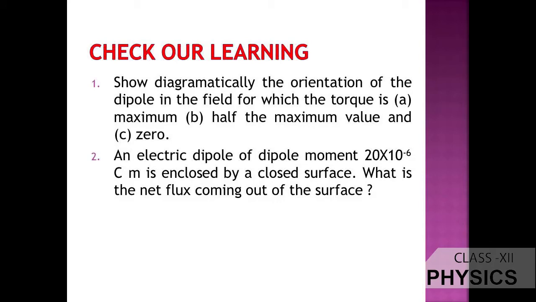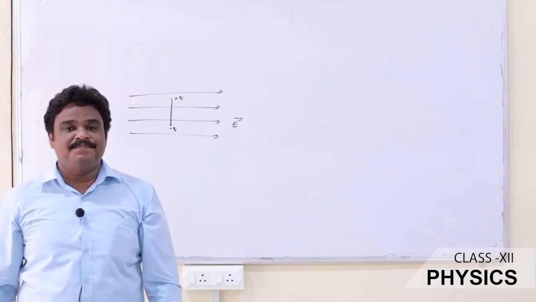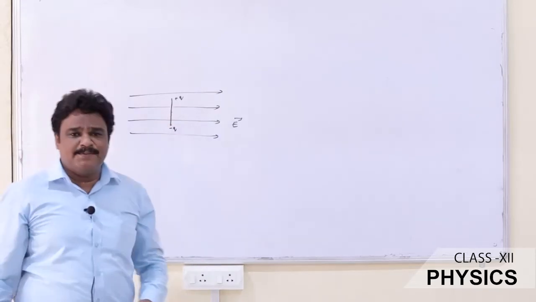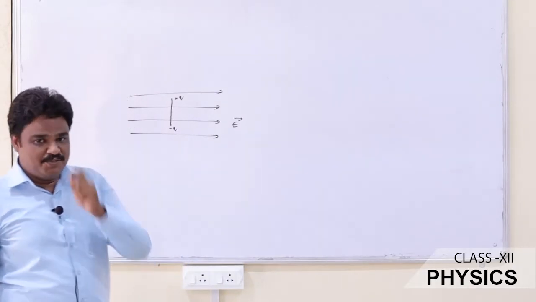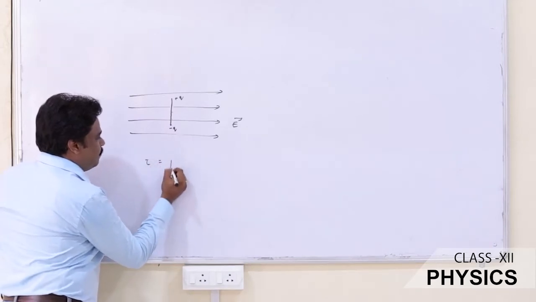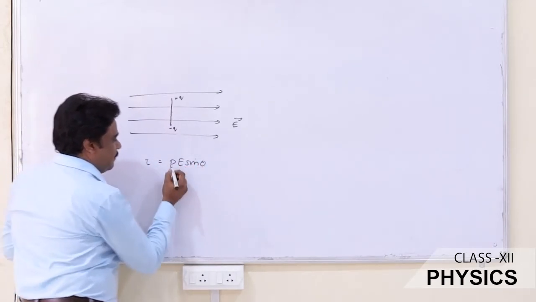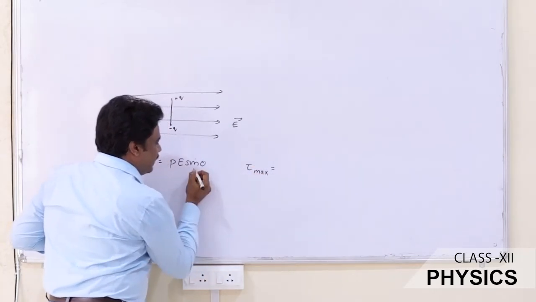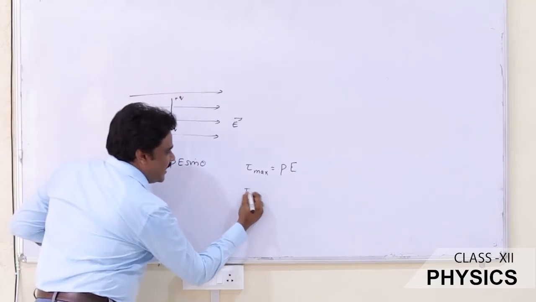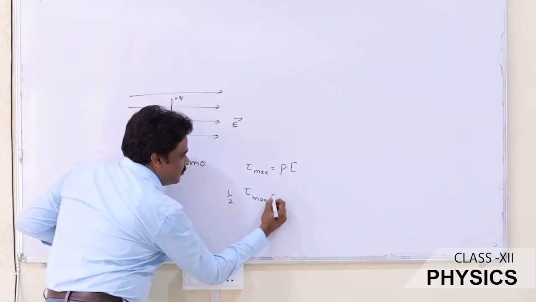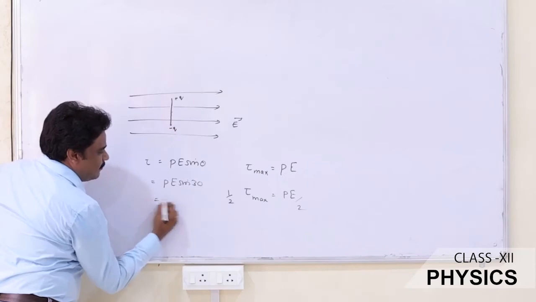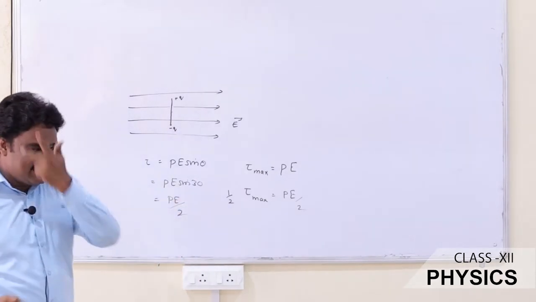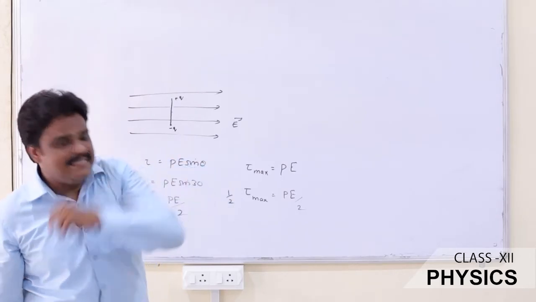Second, if in the same question they are asking what orientation corresponds to half the maximum value of torque. Now we know 90 degrees corresponds to maximum torque. So we have a sense that 45 degrees will lead to half the value, but it is not so. You have to check mathematically. You know tau is PE sine theta. The maximum is tau max, which by putting sine 90 comes to be PE. Half the maximum means I am going to get PE by 2. If I put 30 degrees, then only I get half the maximum torque. So the dipole is kept at 30 degrees with the electric field.